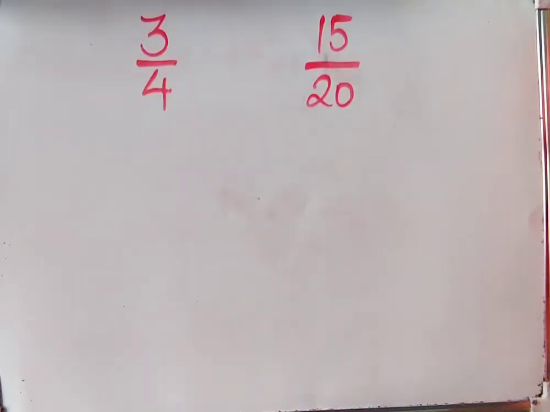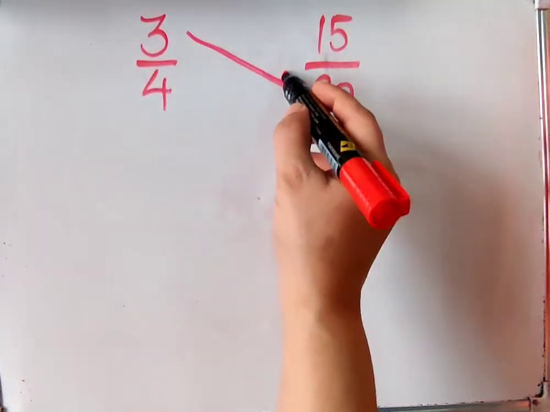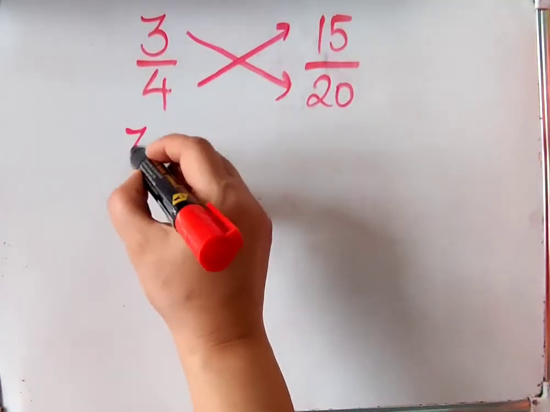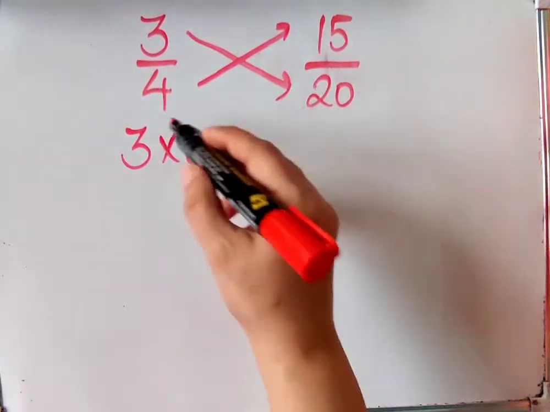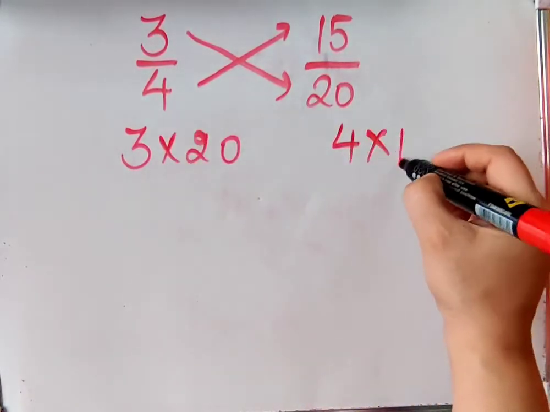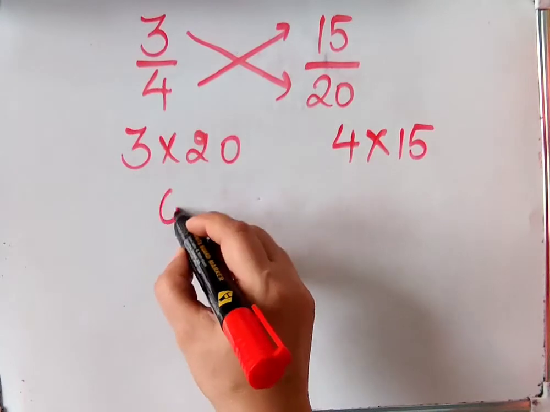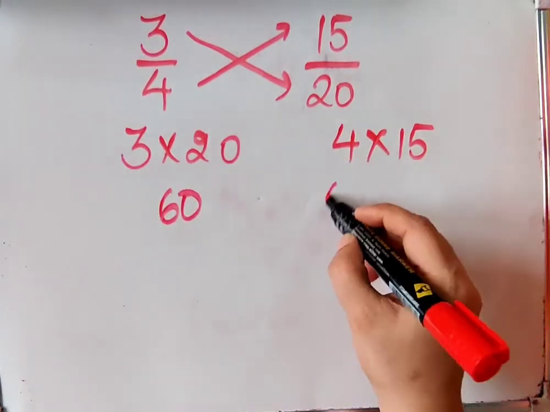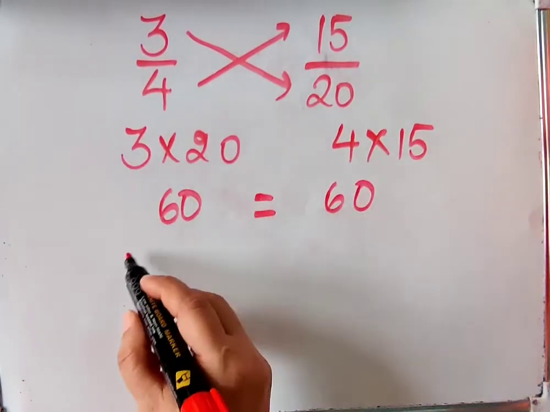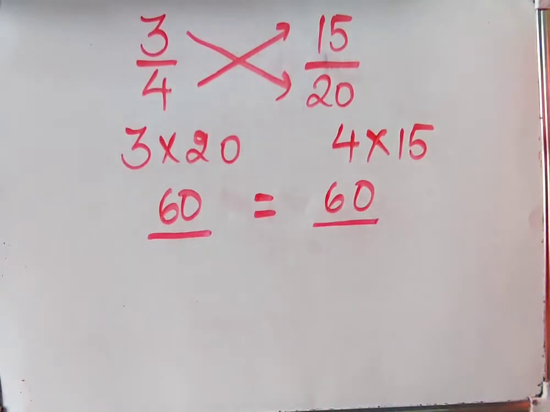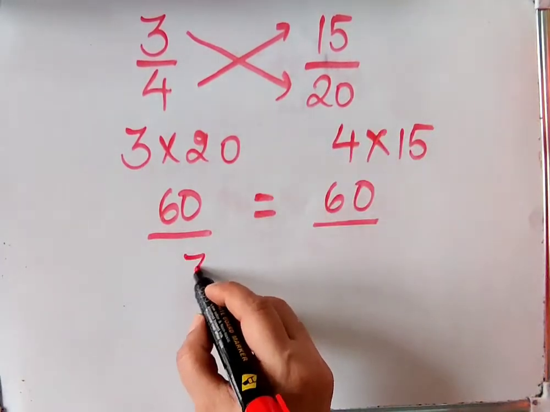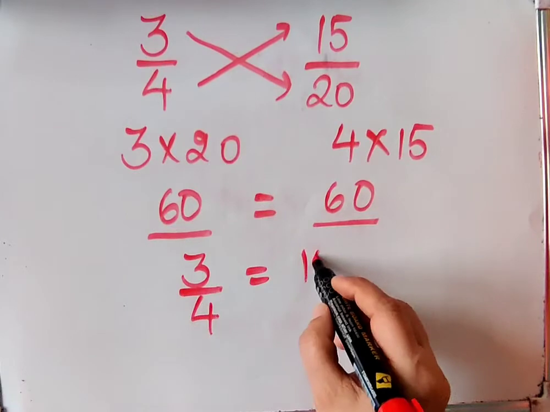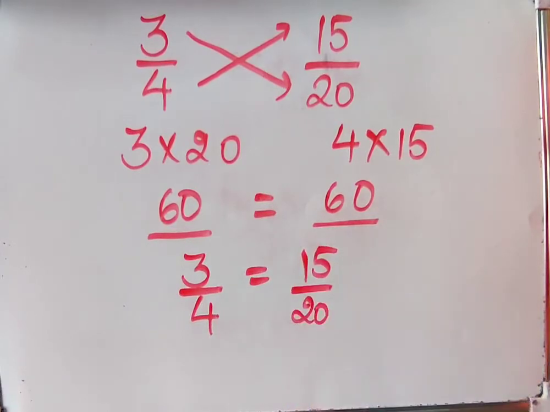Suppose 3 by 4 and 15 by 20 are given to you. We are going to cross multiply these numbers. Thus, this becomes 3 into 20 and the other becomes 4 into 15. So, 3 twos are 6, this comes out to 60. 4 fifteens come out to 60. We see that the products are the same. Thus, 3 by 4 is equivalent to 15 by 20.